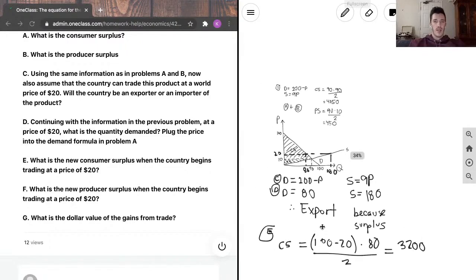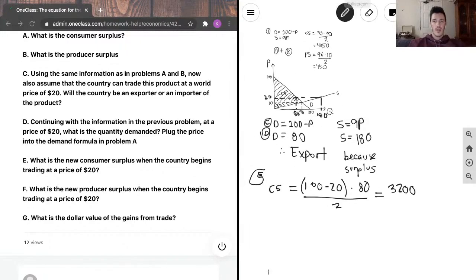Next question is, what is the new producer surplus when we trade at the world price? So the consumer surplus shrunk, the producer surplus is going to grow. So it's now going to be 20 times 80 over 2. 1,600 over 2, that should be 800 if my math is correct.